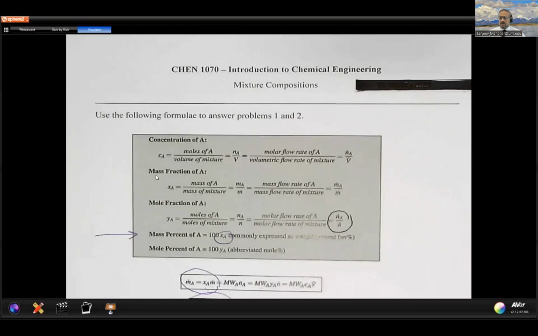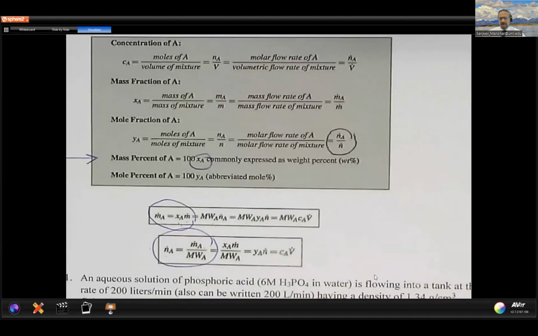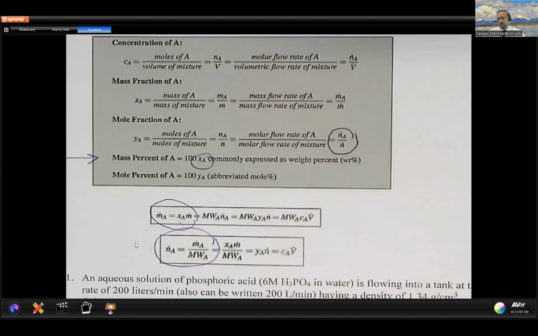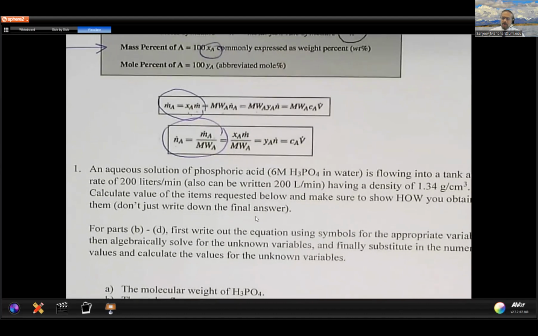So this is a cheat sheet, a formula sheet relating concentration, mass fraction, mass percent, and mole percent to various parameters. Take a look at it. If you are not familiar with it, you should be. The two sets of formulas below: one set is for mass flow rate, the other is for molar flow rate, relating to various parameters. This would have helped you in your first assignment, an aqueous solution of phosphoric acid. I have uploaded a video yesterday about how to tackle this problem using this set of equations. Take a look at it.